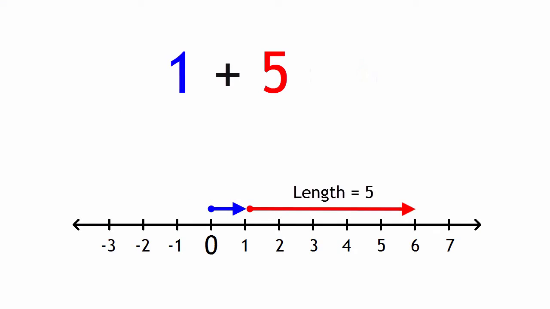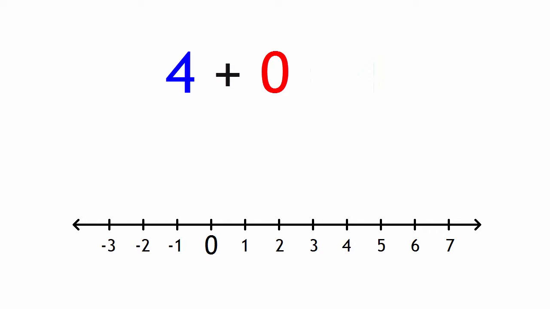Or similarly, I can do something else like 1 plus 5. Put the 1 arrow and then put the 5 arrow, and then we get 1 plus 5 equals 6. Now what if I do something like 4 plus 0? What does this mean? Well, I can put the 4 out, and then I can put another arrow which has got a length of 0.